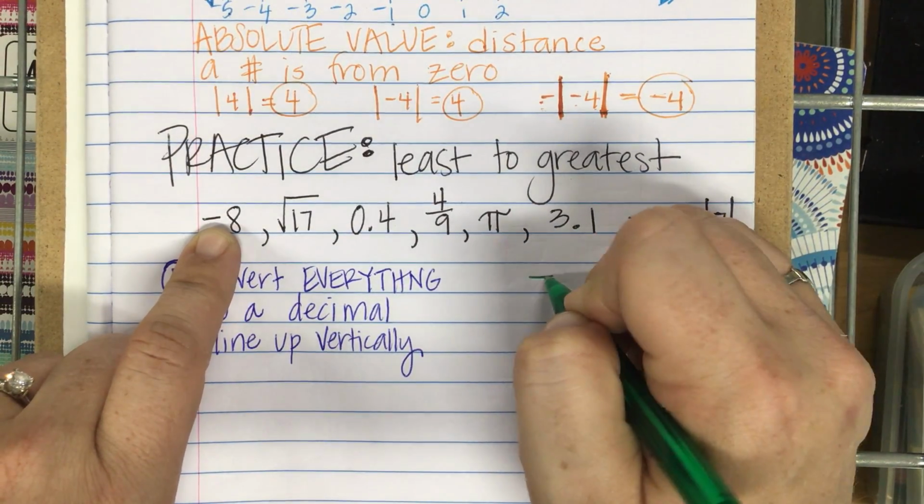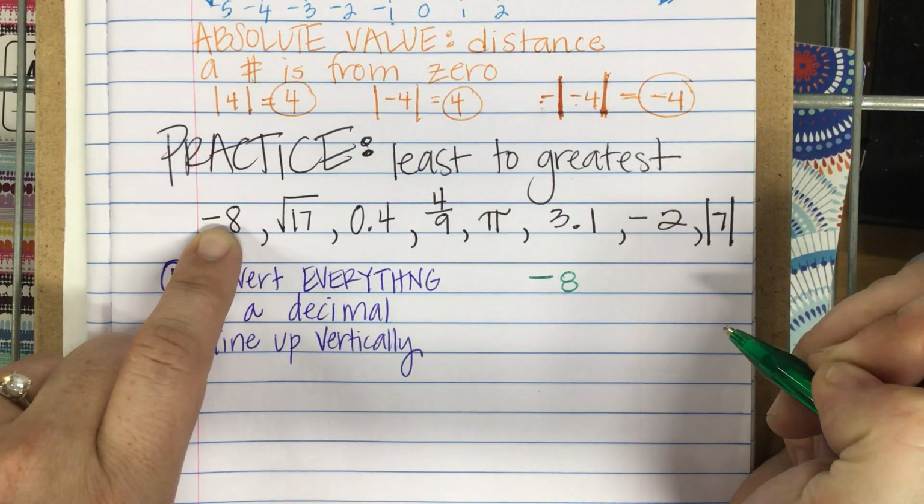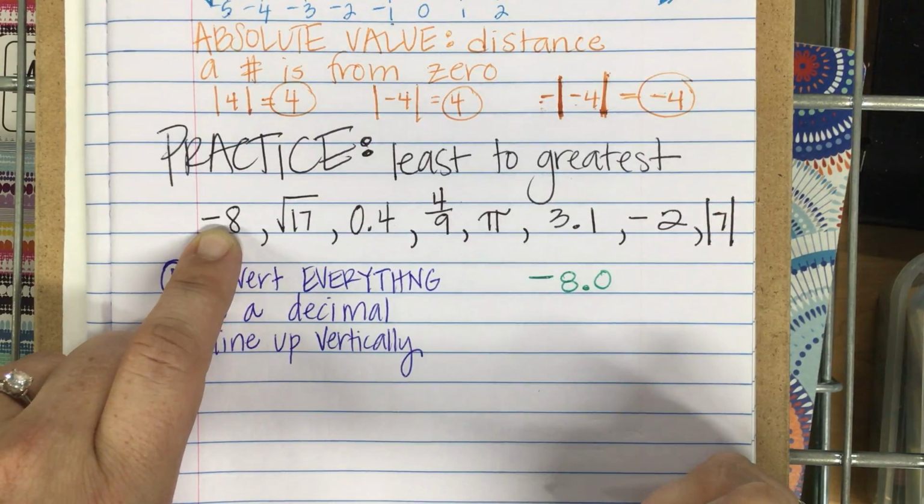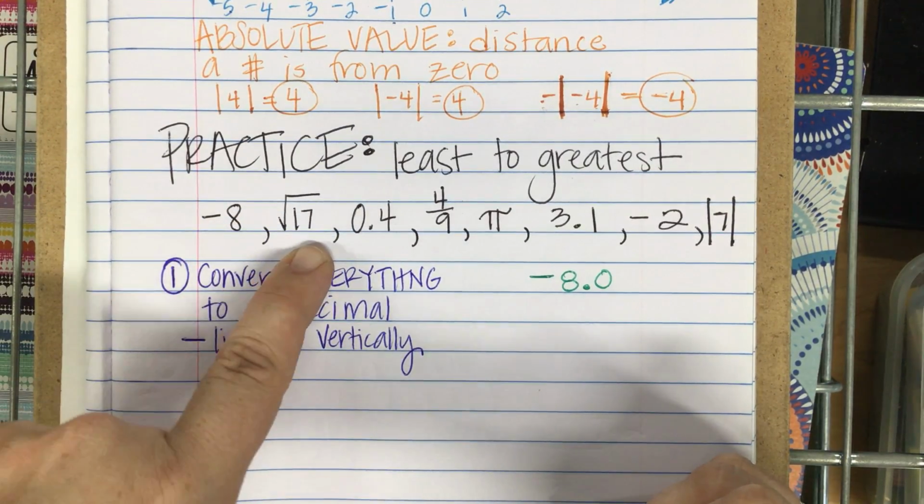So my first one, -8. How do I convert that to a decimal? Decimal and the 0 after. 0.0. Perfect.